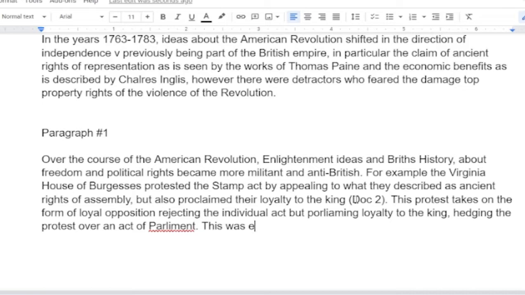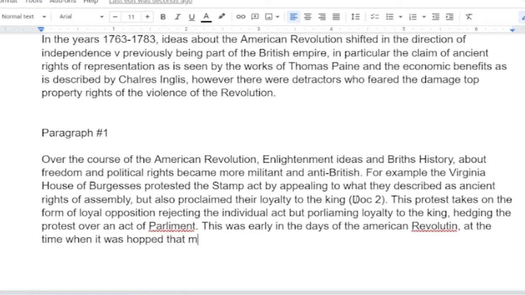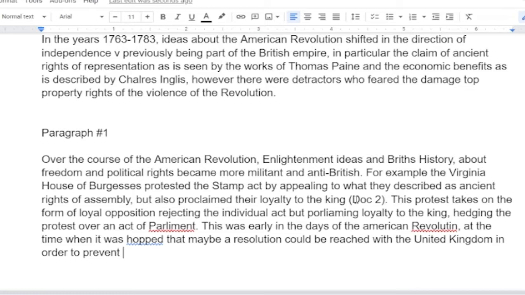This was early in the days of the American Revolution, at the time when it was hoped that maybe a resolution could be reached with the United Kingdom in order to prevent separation, such as the, what was that one called? The committees? No, the Committee of Reconciliation.